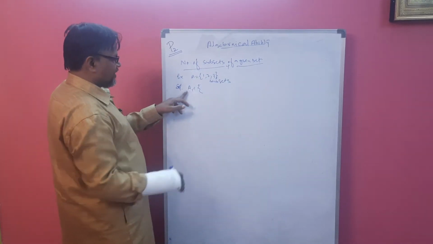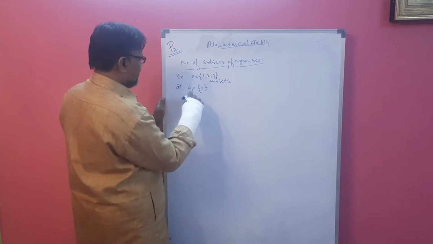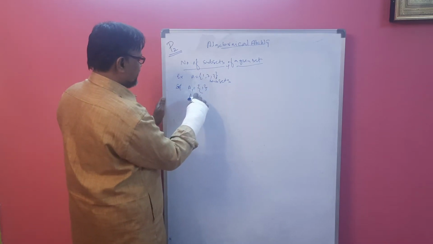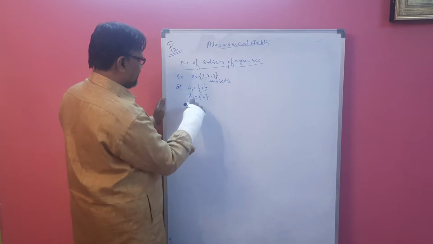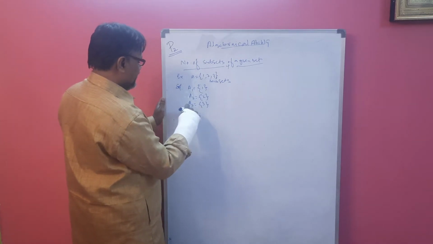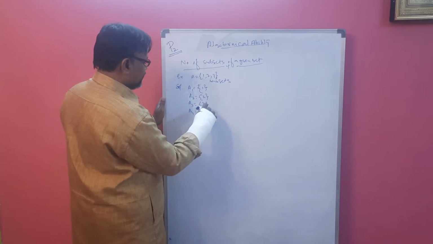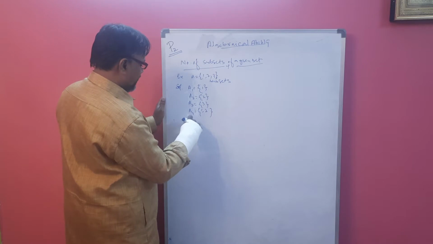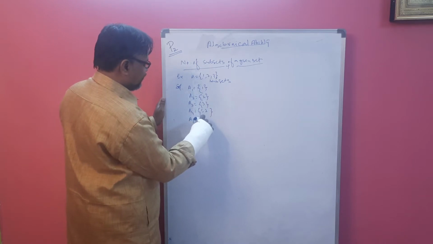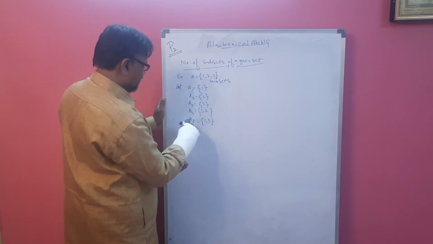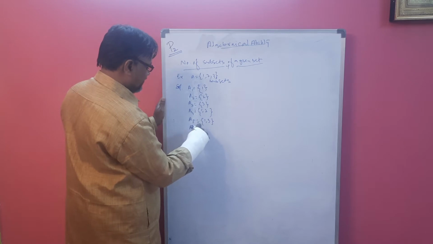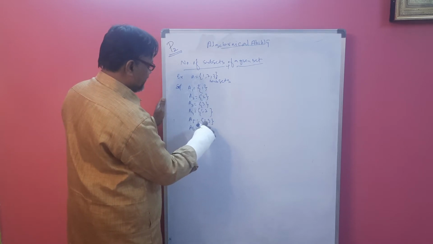A1 is the first set. We are taking 1. A2, one element, that is 2. A3, 3. Okay. A4, take the combination 1, 2. A5, 1, 3. A6, 2, 3. Okay.